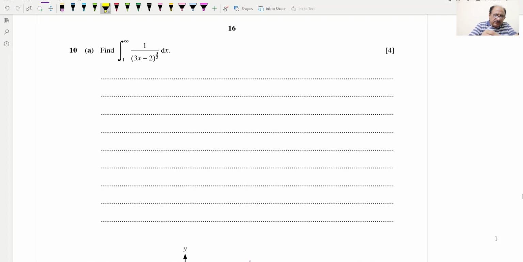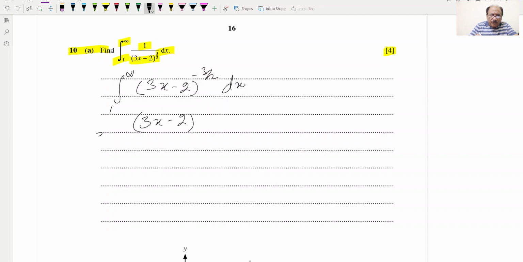Question number 10 is integration. Find the integral from 1 to infinity of this one, and this is a 4 marks part. So we can take the integral from 1 to infinity, and we can change the denominator to numerator, 3x minus 2 raised to minus 3 by 2 dx, and take the integral. So it will be 3x minus 2 raised to the power minus 3 by 2 plus 1, so it will be minus 1 by 2, divided by minus 1 by 2, and the derivative of this will be 3, so we'll divide by 3 as well, and this will be from 1 to infinity.